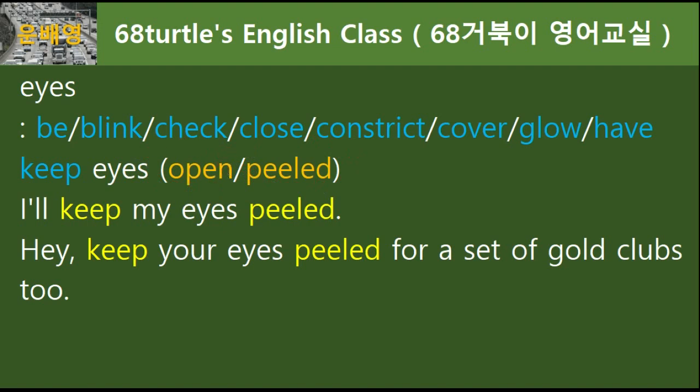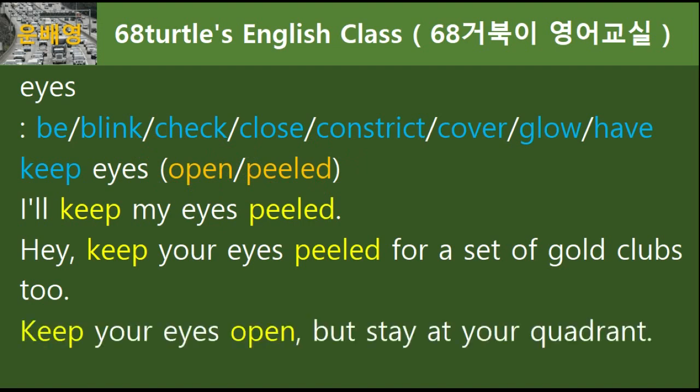open이 좀 더 쉽죠. Keep your eyes open but stay at your quadrant. 수사반장이 경찰 팀원들한테 얘기를 하고 있습니다. 전 대원들 눈 똑바로 뜨고 자기 사본면을 지킬 수 있도록 해. Quadrant이라는 것은 둥근 원을 4등분했을 때 한 토막을 말합니다. 4분원 또는 4분면 4개로 나눠가지고 경찰들이 각 위치에 지금 배치되어 있다는 걸 알 수 있습니다. 각자의 4분면을 지킬 수 있도록 해.